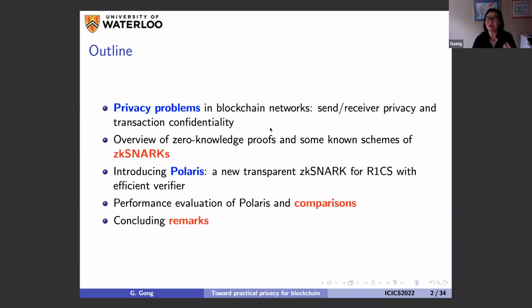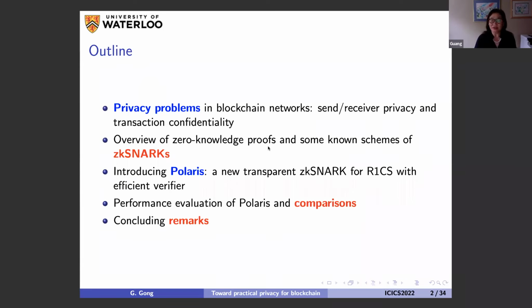Usually when you do communication, you have a sender, a receiver, and content. Here in the blockchain, we call this a transaction. So how do we protect this? The tool people think is more practical, and which is widely used in practice, is zero knowledge proofs.